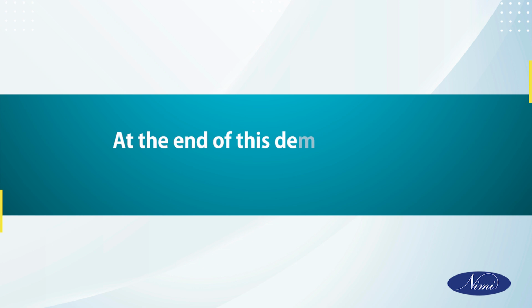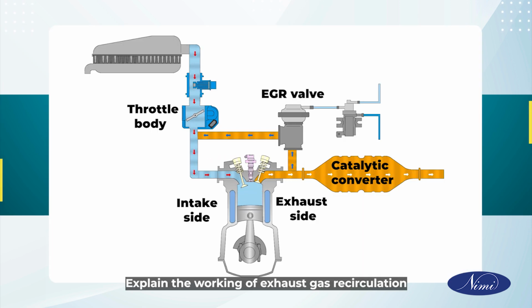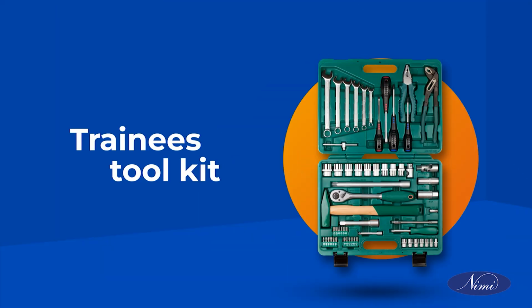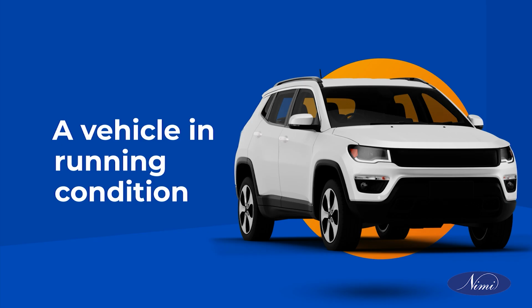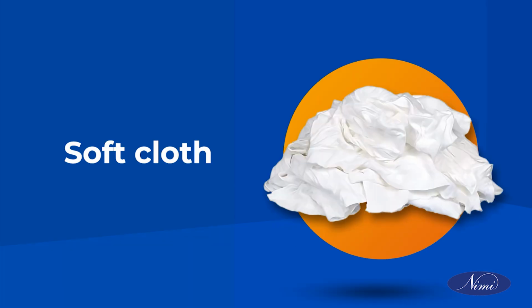At the end of this demonstration, you will be able to explain the working of exhaust gas recirculation and service EGR. Tools required: trainee's toolkit. Equipment required: a vehicle in running condition. Materials required: soft cloth.